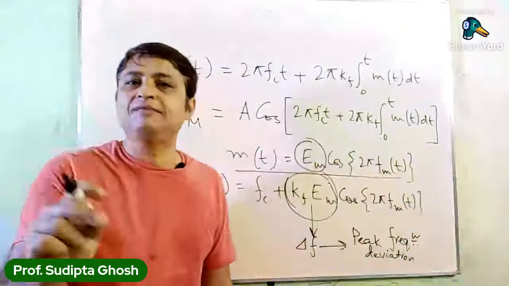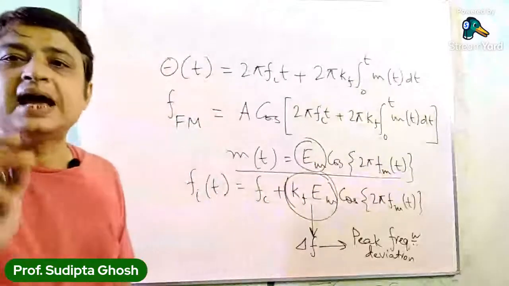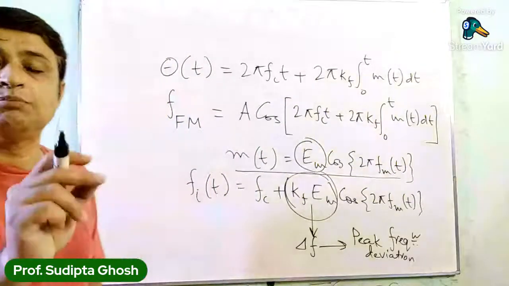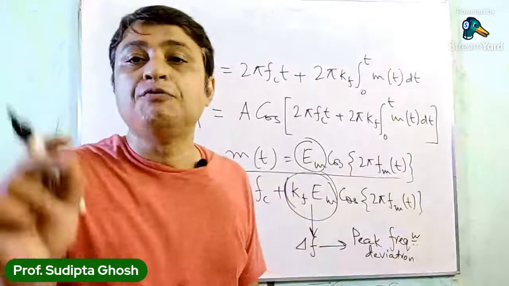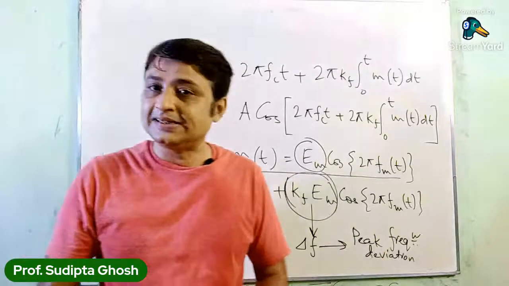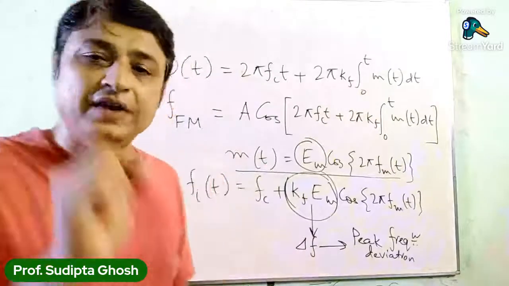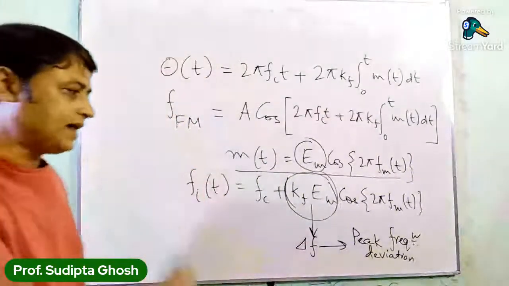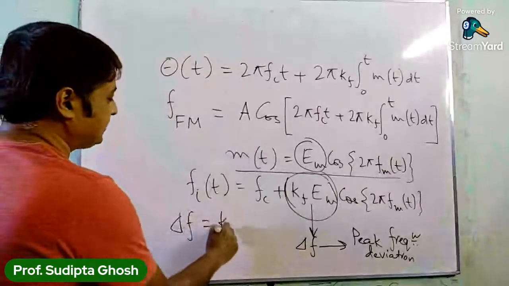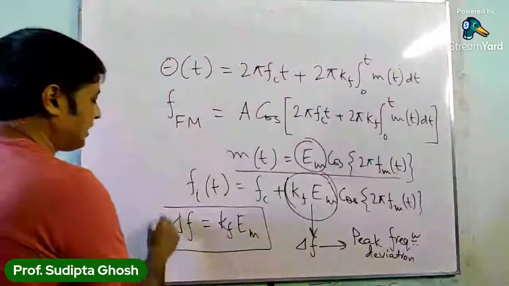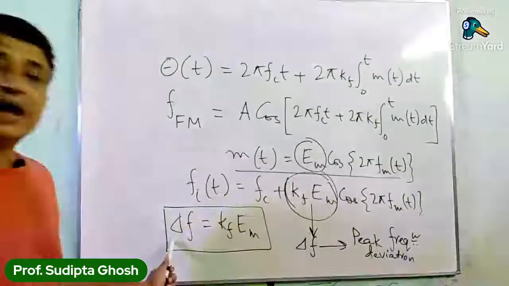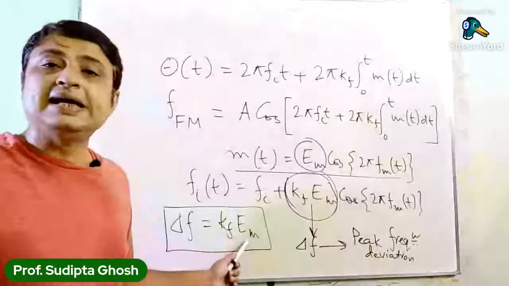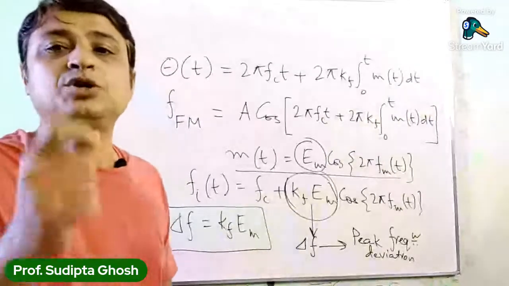So the frequency deviation term actually depends upon the amplitude of the modulating signal. It doesn't depend upon the frequency of the modulating signal. That is an interesting point to note. Just note that the frequency deviation of the FM wave, delta F, equals KF into EM. If you consider this equation as a whole, you will find that delta F, the frequency deviation of the FM signal, actually depends on EM, and EM is nothing but the amplitude of the modulating wave.